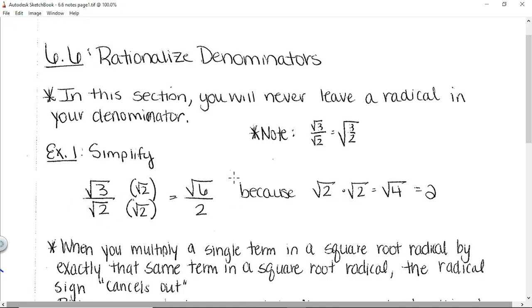radical in the denominator? And the trick is to simply multiply the numerator and the denominator by the square root of 2. So that same square root that is in our denominator, we multiply the numerator and the denominator by that. Now, that doesn't change the value of the fraction that we have, right? Because if you multiply the numerator and the denominator by the same thing, it won't change the fraction itself. It's just going to be in a different form.